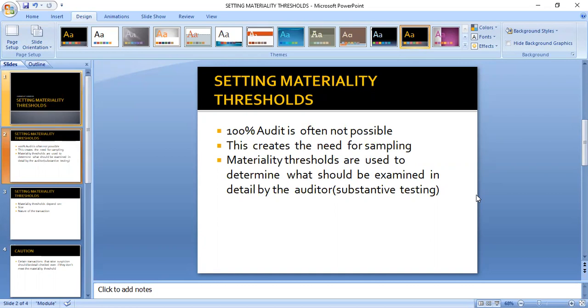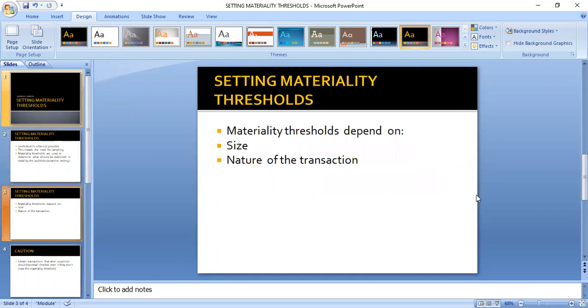But you don't do substantive testing for every transaction. Like I said, for a very big organization, it's factually impossible to test every transaction. So we need to set a materiality threshold, and often the materiality threshold will depend on the size of the transaction. Most of the time, it is the amount that we look at to set materiality. And of course, that will differ from organization to organization.